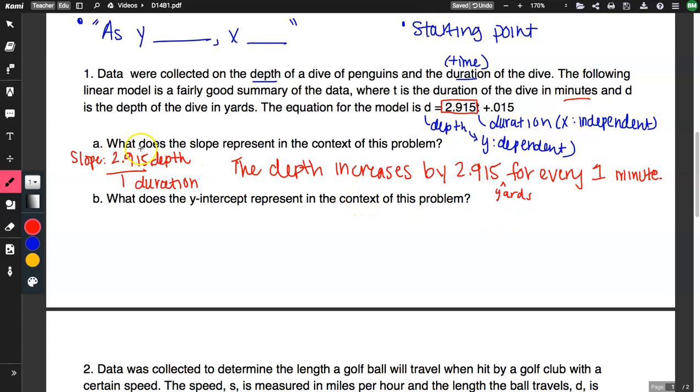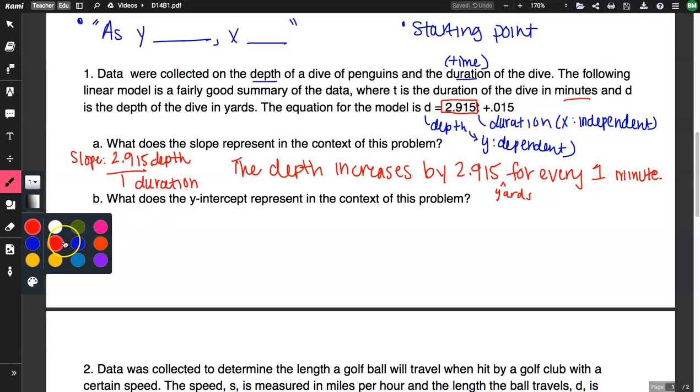Okay, so this fraction helps me set up my answer, but this sentence here is really the answer. That's what I'd be looking for as a teacher grading it. The depth increases by 2.915 yards for every 1 minute. So I'm just using the numbers from my fraction, talking about the top variable and then the bottom variable.